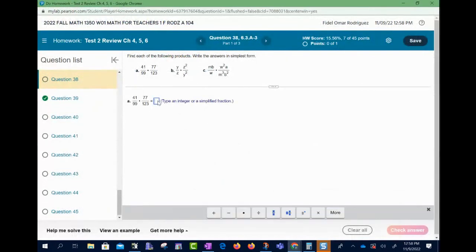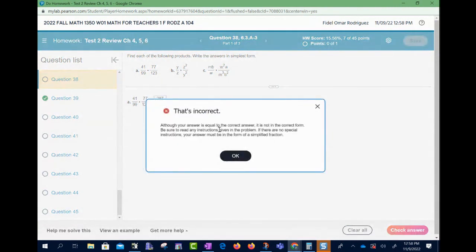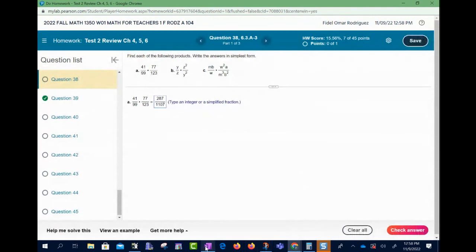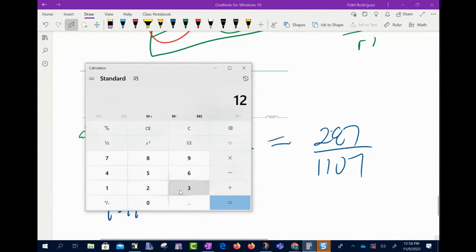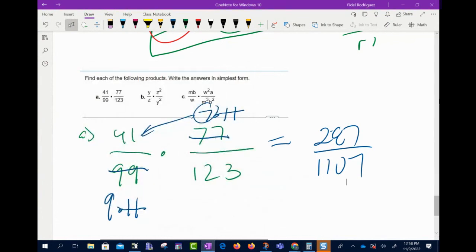So let's try that here. 287 divided by 1107. Let's see if we get that right. Oh no, even though it's a correct answer, it's not in the correct form. All that means, y'all, is that I should be able to reduce something here. What else can I divide this by? Oh my goodness. I'm going to try one other thing, y'all. I'm going to see if I can divide 123 by 41. Ah, we can. That was my mistake.